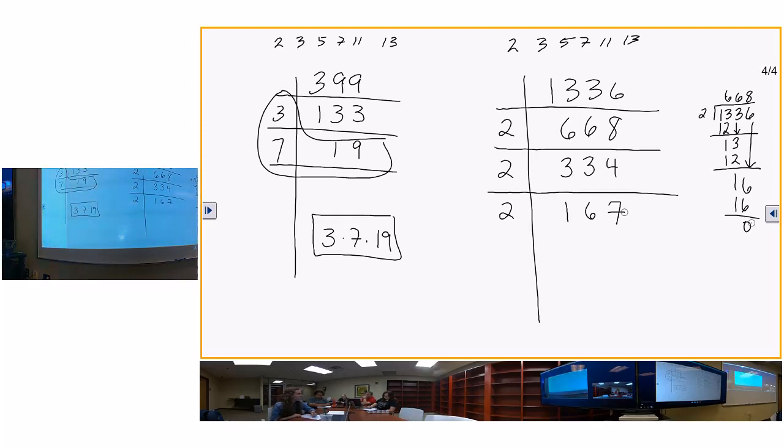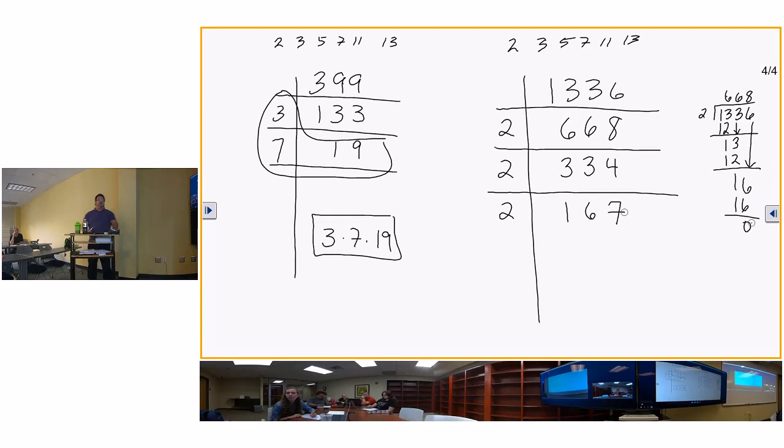Now, let's just go through and look at the numbers. We know 2 won't go into 167. We know 5 won't go into 167. So let's try 3. 3 will go into 16 5 times. That'll leave us 17. 3 won't go into 17. 7 will go into 16 twice. That'll leave 27. But 7 won't go into 27. 11 will go into 16 one time. That'll leave 57. That won't work. 13, that won't work. So we may have another prime number.